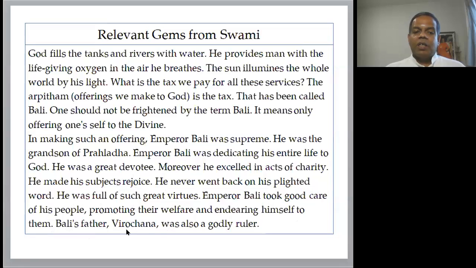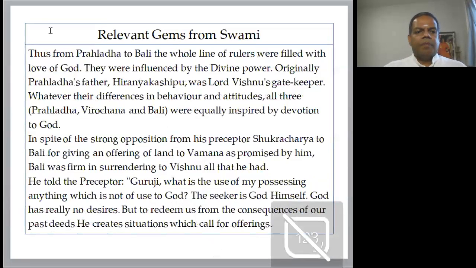Bali's father, Virochana, was also a godly ruler. Thus, from Prahlada to Bali, the whole line of rulers were filled with love of God. They were influenced by the divine power. Originally, Prahlada's father, Hiranyakashipu, was Lord Vishnu's gatekeeper. Whatever the differences in behavior and attitudes, all three, Prahlada, Virochana, and Bali, were equally inspired by devotion to God.